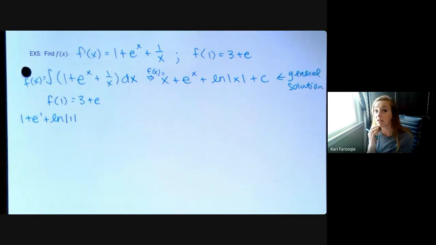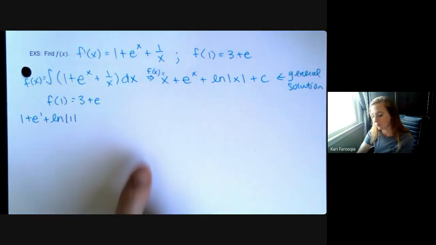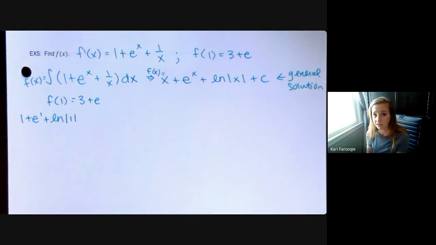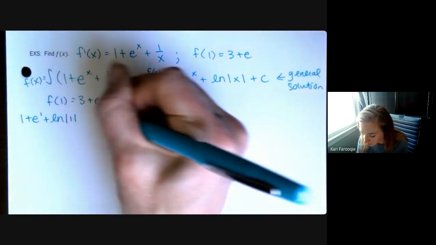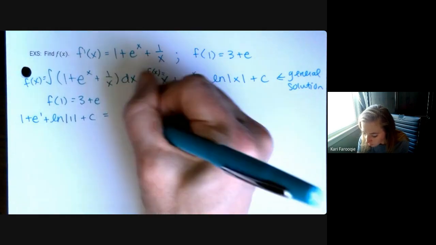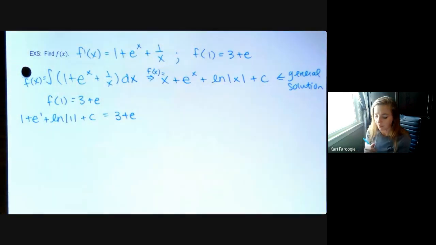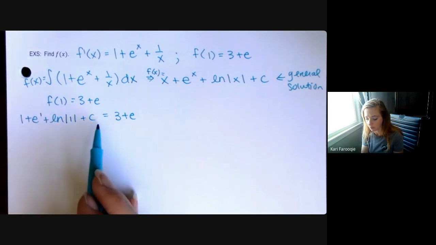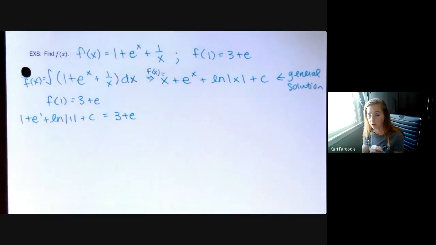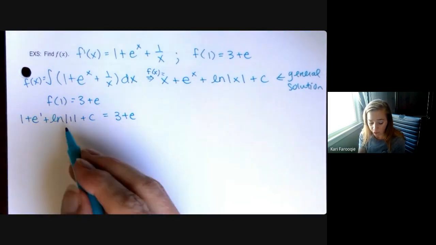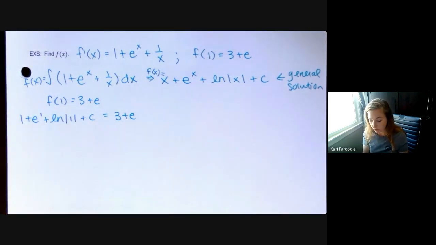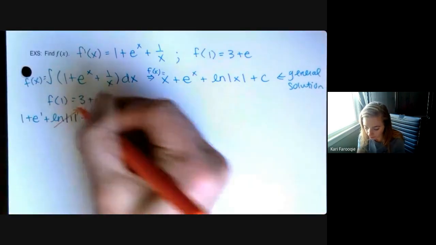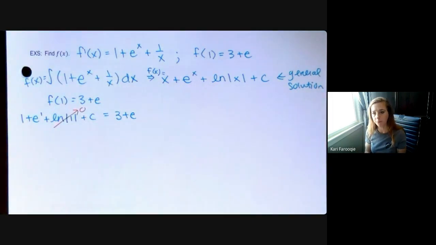Now, if you're evaluating the natural log of a number that's already positive, you can officially drop the bars. It's a little bit redundant. You don't have to force a positive number to be positive. It's already positive, but that's up to you. I don't want you to be confused. Plus c equals 3 plus e. All right, so this is f of 1 equals 3 plus e. That was our condition. Now remember that the natural log of 1 is 0. That usually makes life easier for you.